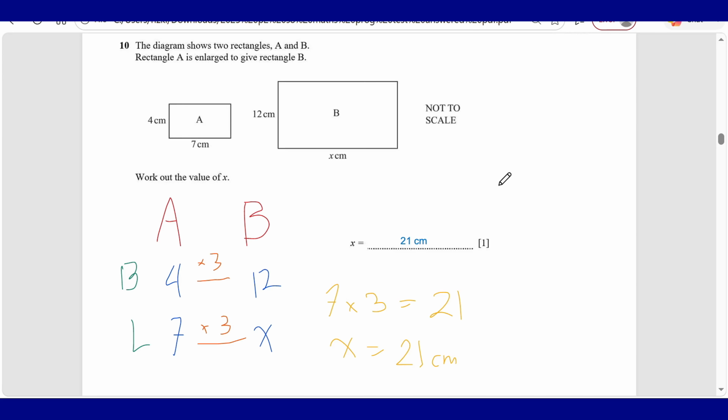Okay, let's check it out. Okay, here is the answer, guys. So it's 21. How do we get 21? So we have to see enlargement. It means the ratio of the corresponding sides should be the same.